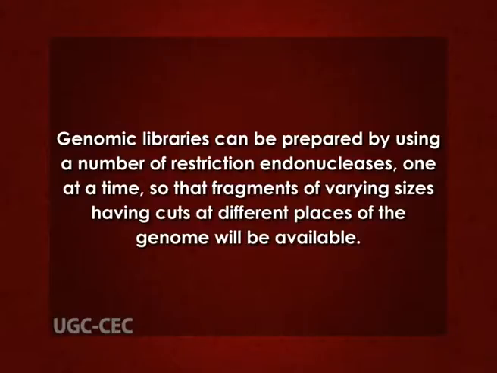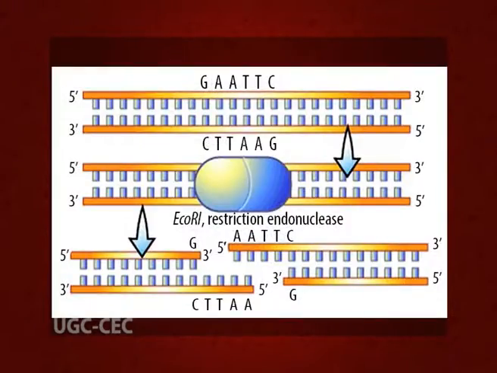Genomic libraries can be prepared by using a number of restriction endonucleases one at a time, so that fragments of varying sizes having cuts at different places of the genome will be available. However, this may lead to cuts at inconvenient places, including sites within a gene, so that fragments having complete gene will be difficult to obtain. In order to overcome this difficulty, we use the following strategy in the shotgun experiment.